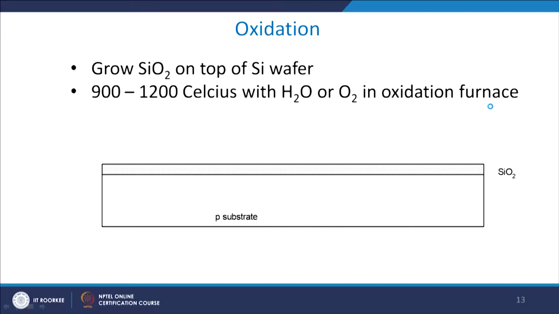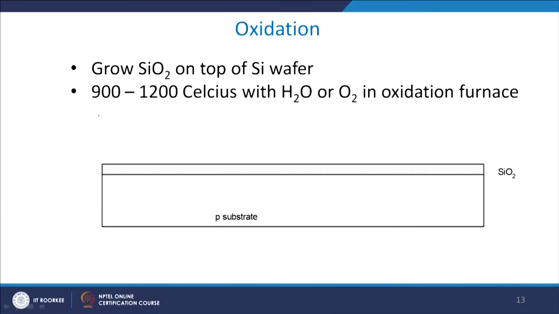Now, oxidation is where you have to grow silicon dioxide on top of silicon, and the temperature range is basically 600 to 1200 degrees centigrade. With H2 and O2, the reason you are putting them is that they act as catalyst, which means they themselves do not take part in the reaction, but they hasten the speed of the reaction in a much more detailed manner.